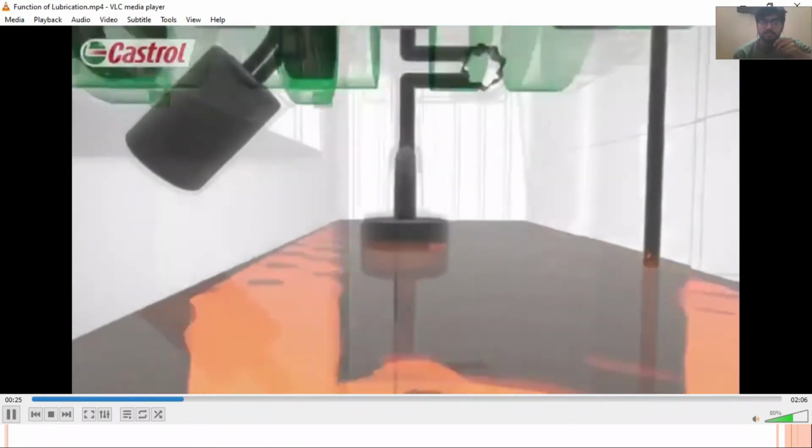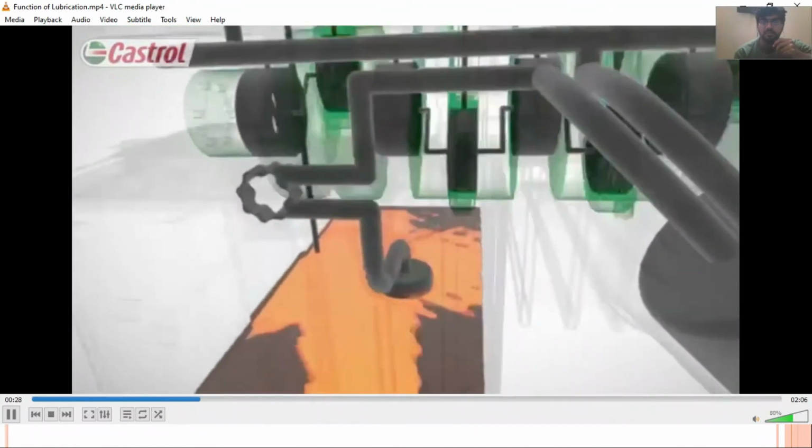From here, it gets pumped around the engine. The oil pump is vital to the life of the engine.